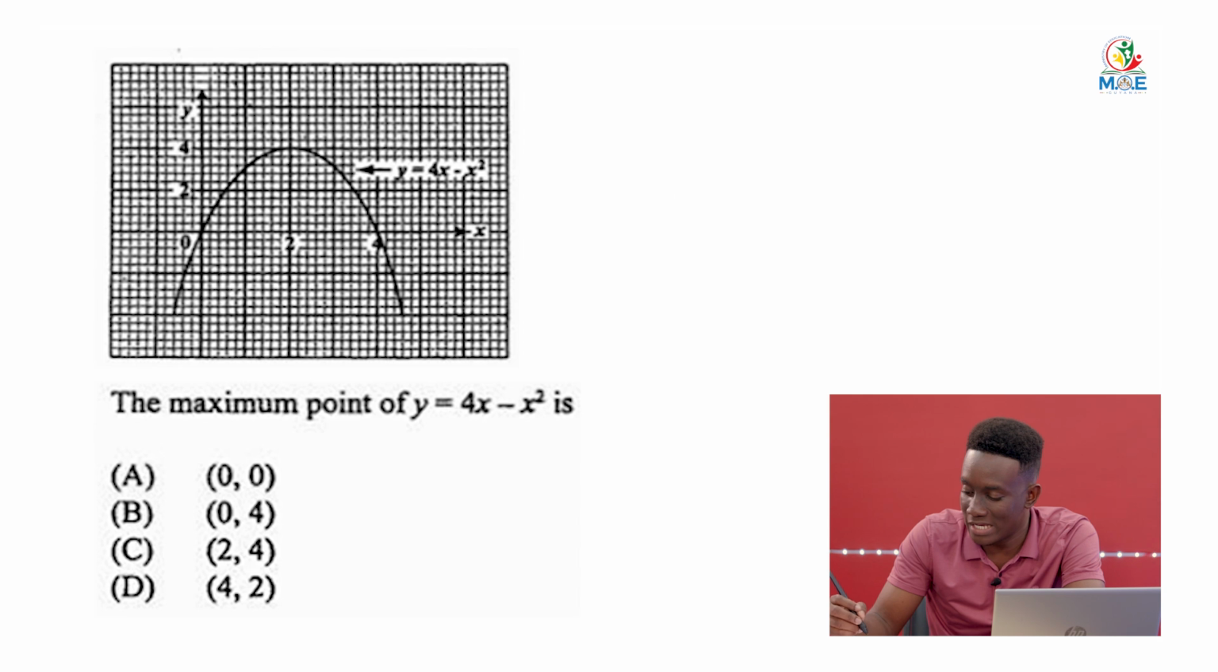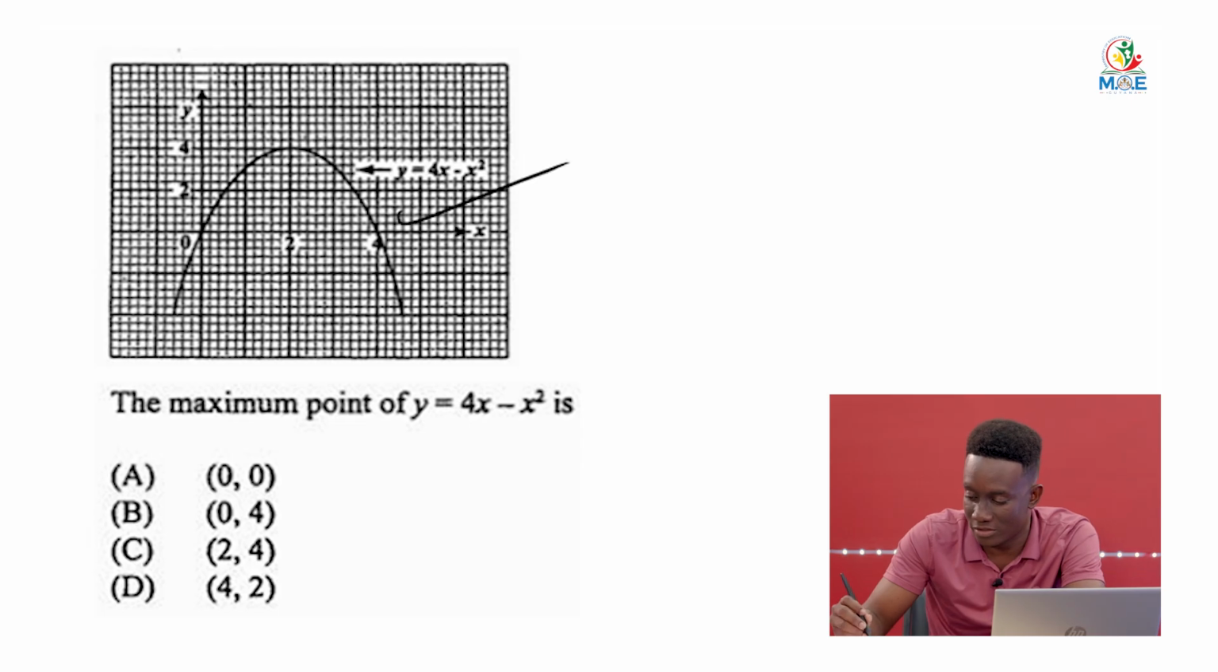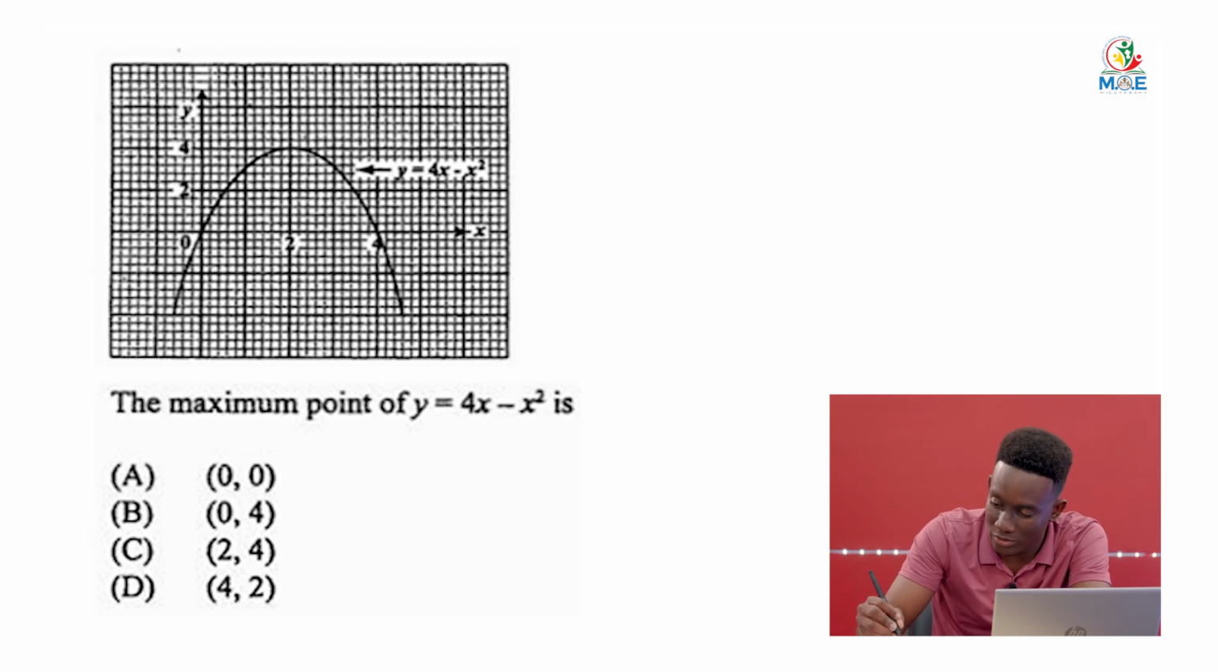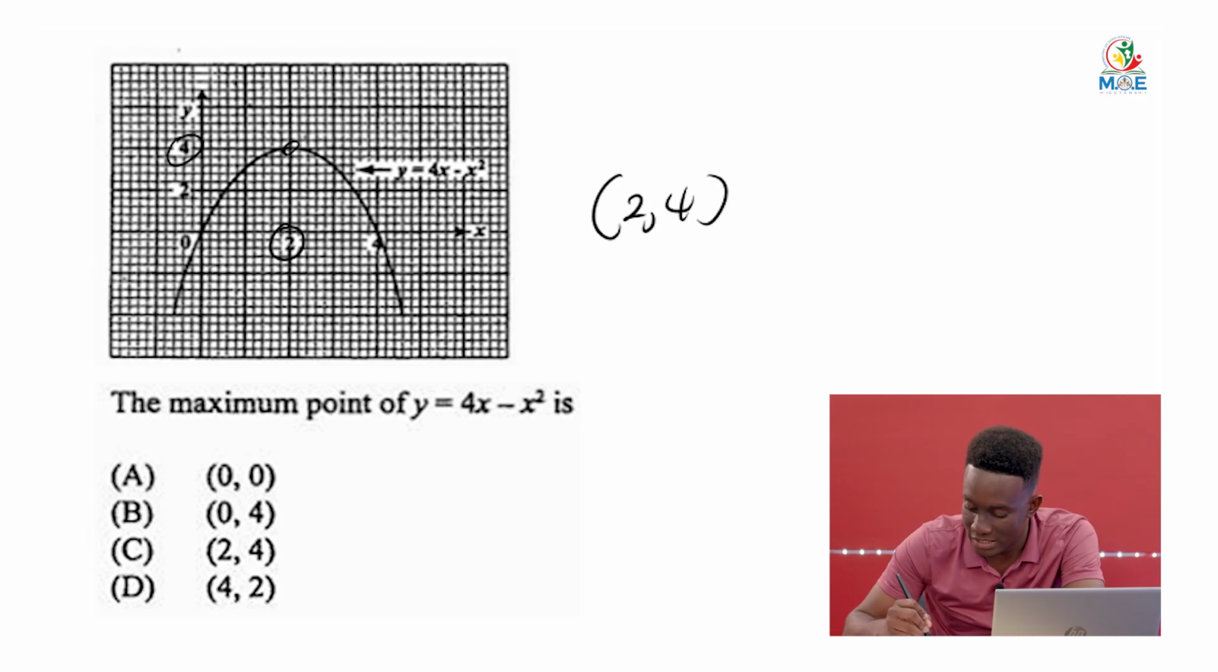The last one says, the maximum point of y equals 4x minus x squared is. Here is the graph representing that function. The maximum point would be the highest point on the graph, and the highest point on the graph would be right here. We want the coordinates for that point. We go 2 across and we go 4 up. So the coordinates would be (2, 4). So (2, 4) would be C. The answer here is simply C.